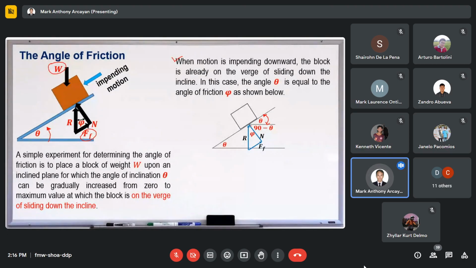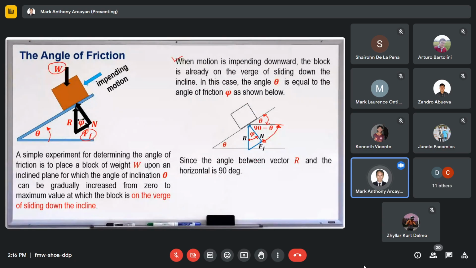Then we all know that the line of action of the normal force and the inclined surface is 90 degrees, or a right angle. So let us expand this angle: it is equal to 90 degrees minus theta. Then the angle between the normal force and our reaction force is phi. And take note, at the maximum angle of inclination theta, the reaction force of the surface is equal to the weight, or its direction is equal to the direction of the weight.